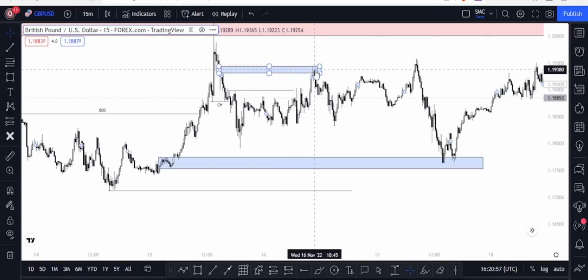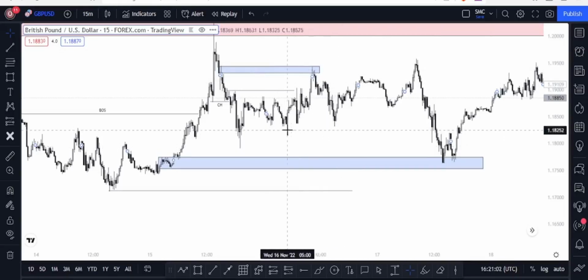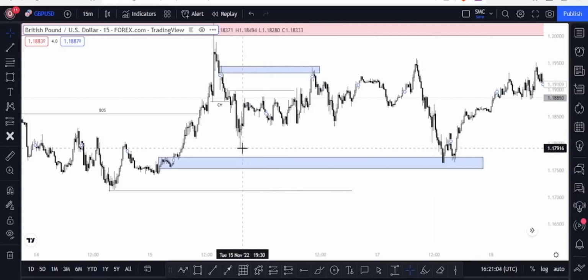After tapping on this OB, it dropped, but failed to come and take out this minor structure low here. Remember, this structure here is a minor structure low.